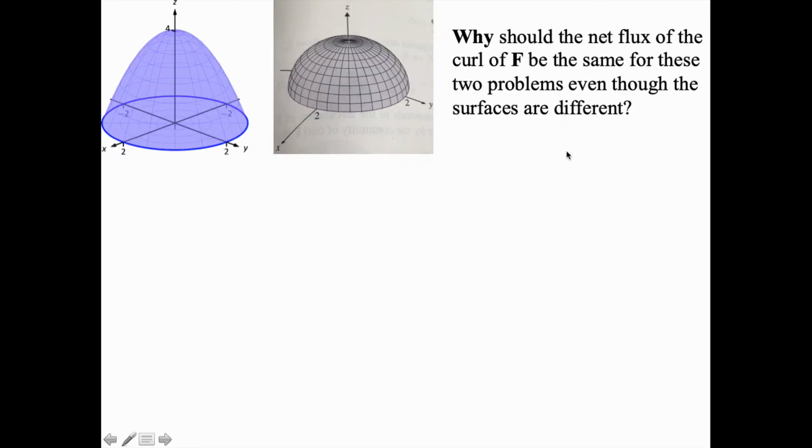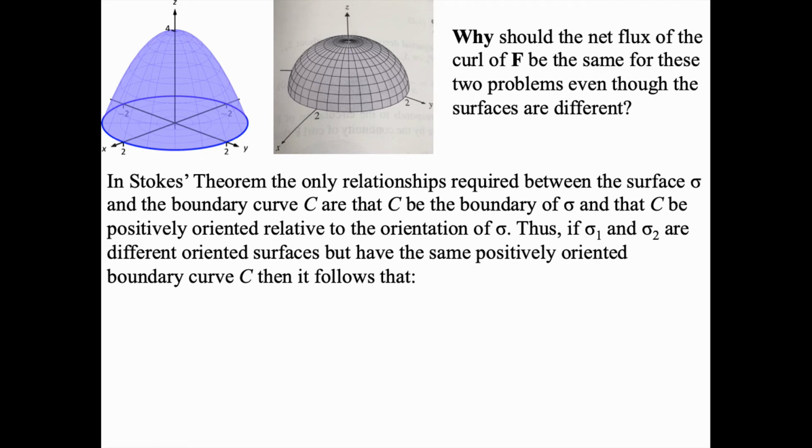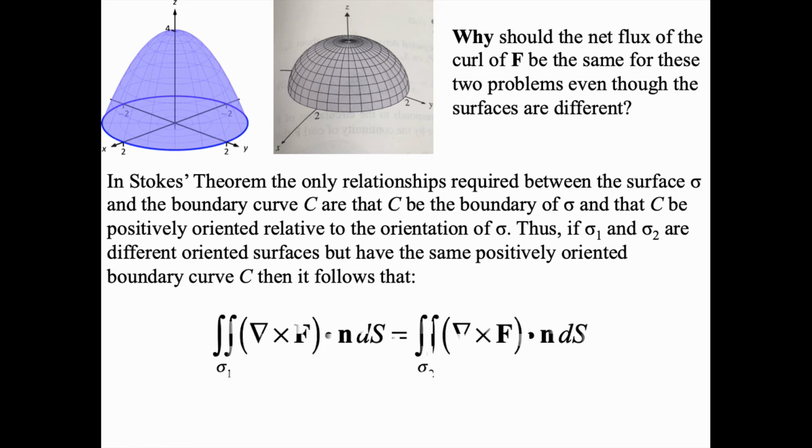Really, why should the net flux of the curl of F be the same for these two problems even though the surfaces are different? Well, it's all because of that boundary. In Stokes' theorem, the only relationships required between the surface sigma and the boundary curve C are that C be the boundary curve of that surface sigma, and that C be positively oriented relative to the orientation of the surface sigma. So if you have two surfaces, let's call them sigma sub 1 and sigma sub 2, and they're different oriented surfaces but have the same positively oriented boundary curve, then it will always follow that the net flux of the curl for each of them will be the same.